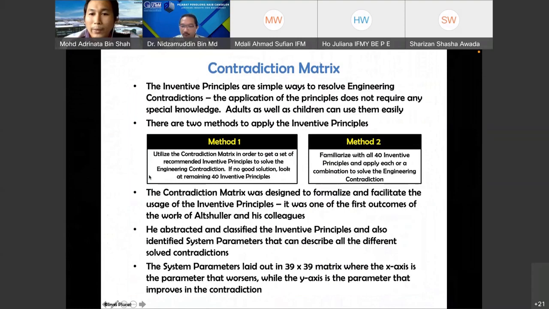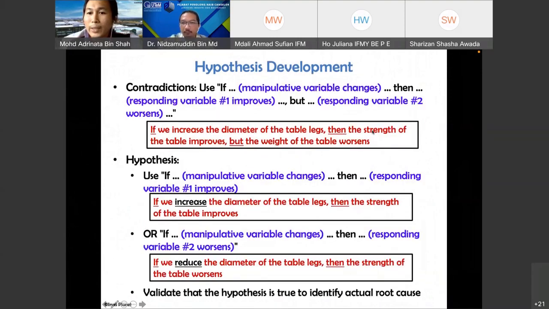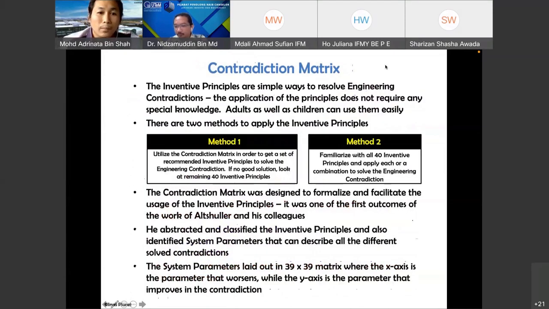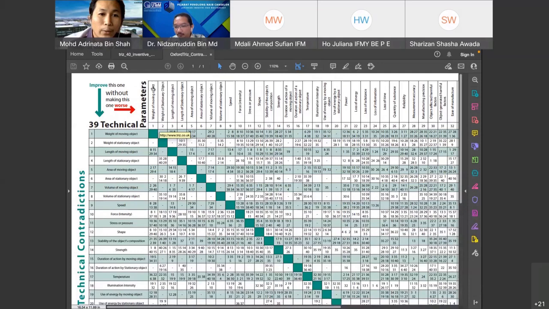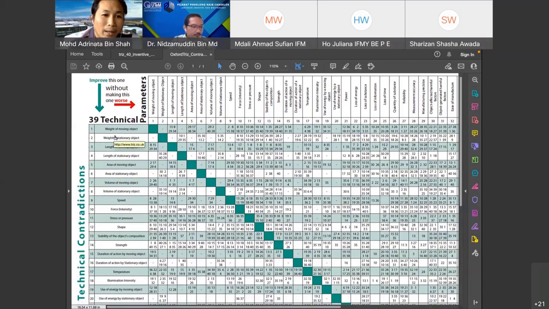From the previous example, we improve the strength and we worsen the weight. The table is not moving, so we have weight of moving object and weight of stationary object. The table is stationary, so weight is worsening. Weight is worsening. What do we improve from that sentence? Strength. So we need to find strength.